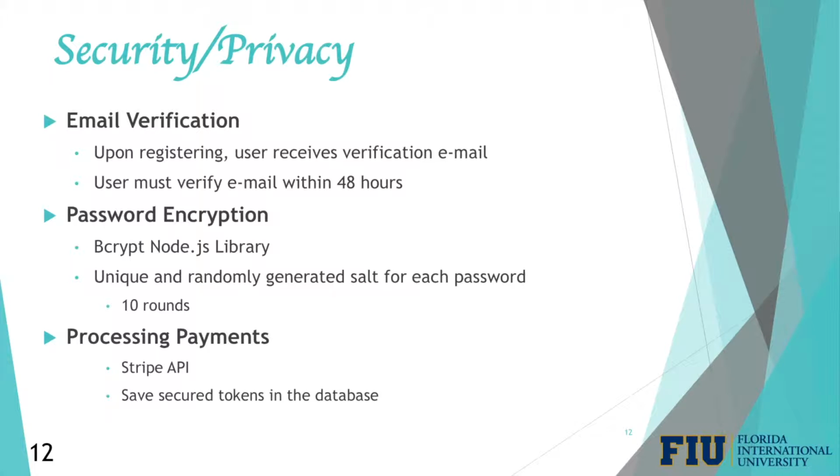For security and privacy, first we are using email verification. So when a user registers, he or she must verify their email before they can log into the system. We give them 48 hours to do this. If they do not verify their email within 48 hours, then they will have to register again. We're also doing password encryption, which is done using bcrypt. It is a Node.js library.